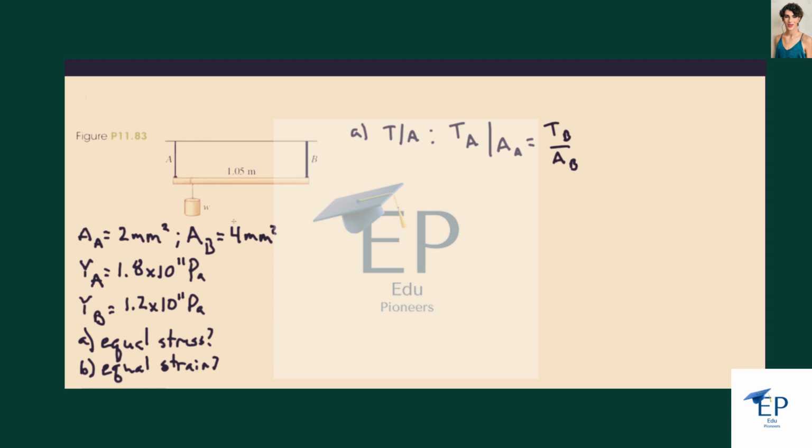Now, B has twice the area of A. So this tells us that tension in B is going to equal 2 times the tension in A.